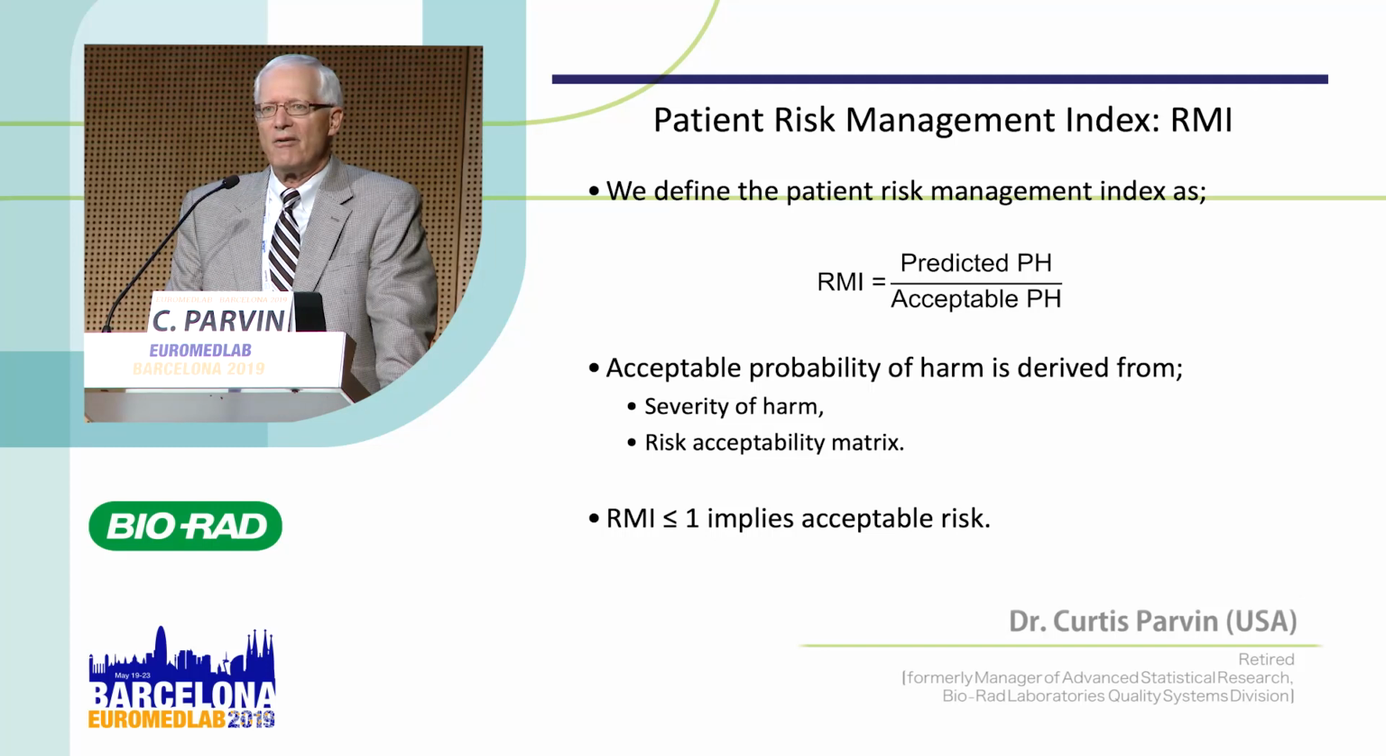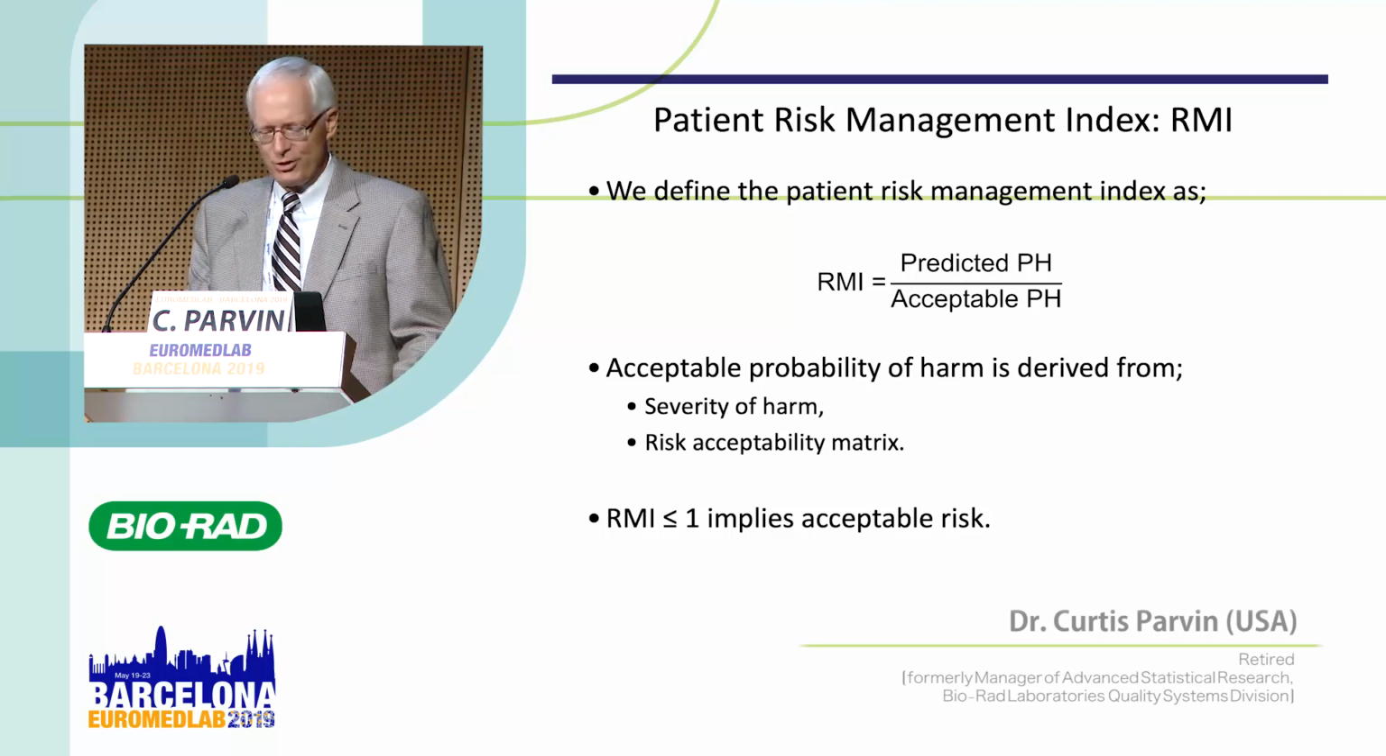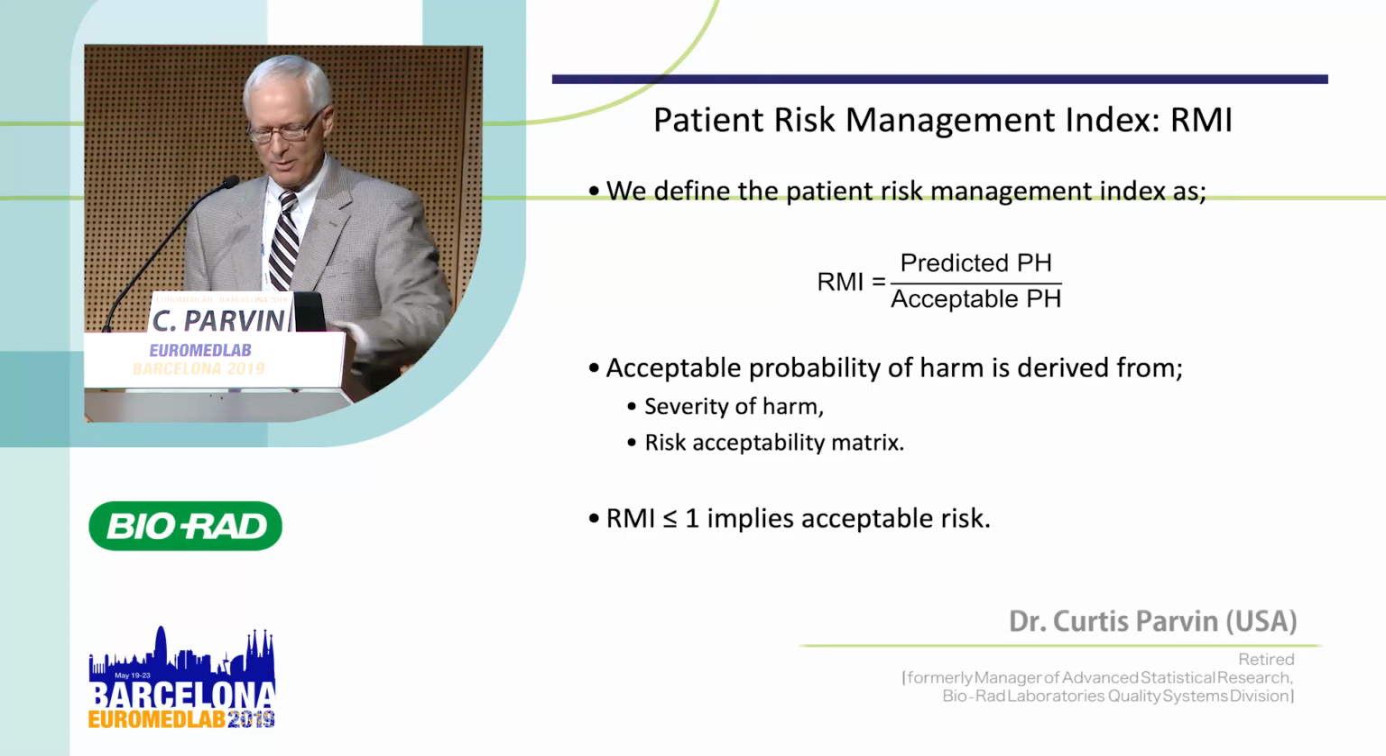So if we compute an RMI by computing the acceptable probability of harm from the severity and the predicted probability of harm based on our assessment of reliability, the quality control strategy, and the likelihood that an erroneous result leads to an inappropriate decision or action, and get this RMI, what we're looking for is that the RMI be less than or equal to 1. If the RMI is less than or equal to 1, that means that the predicted probability of harm is less than or equal to the accepted probability of harm, therefore acceptable risk.